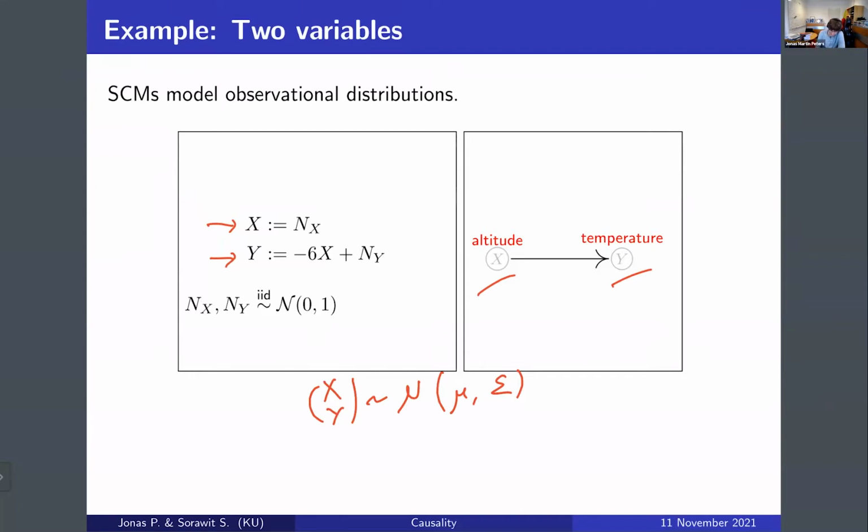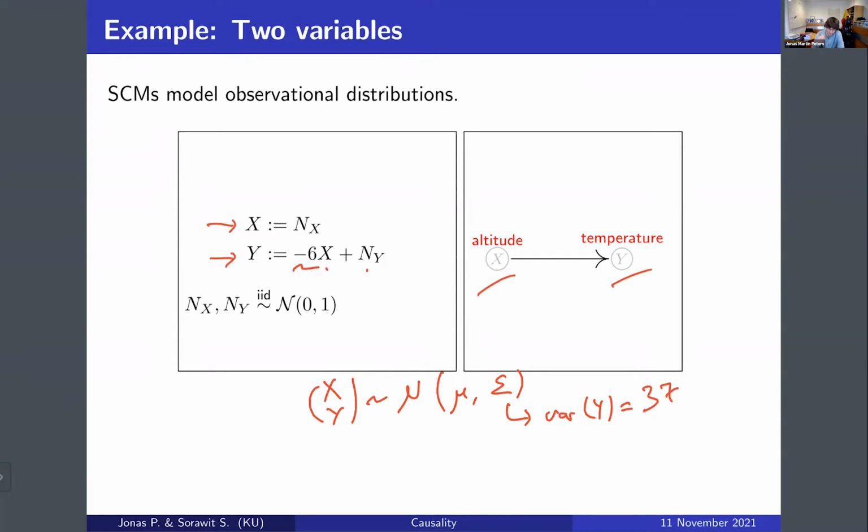So, for example, you can think about what is the variance. So one of the components here is the variance of y. So what is the variance of y here? If you look at this just for 15 seconds, maybe you can find this out. So this will be 37, right? Why is this? Because we have the -6, this goes out squared. So then we get 36 times the variance of x, this is 1. And then plus the variance of N_y, this is also 1, so we get 37.